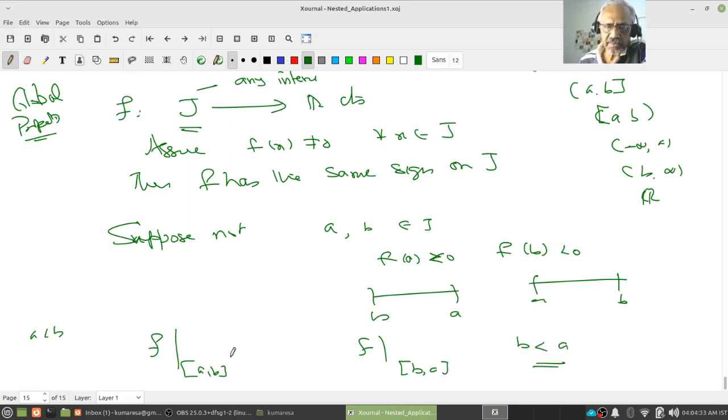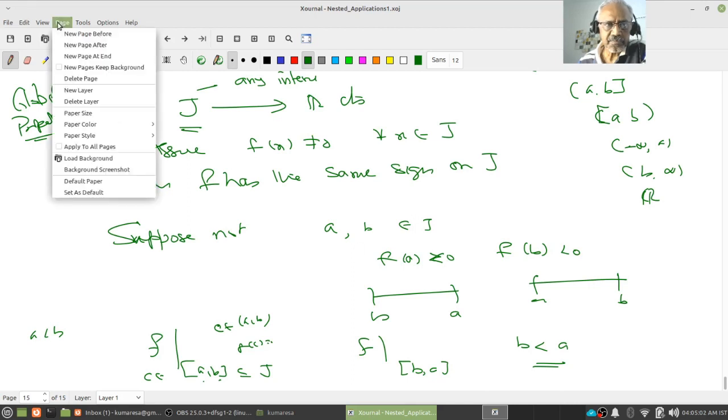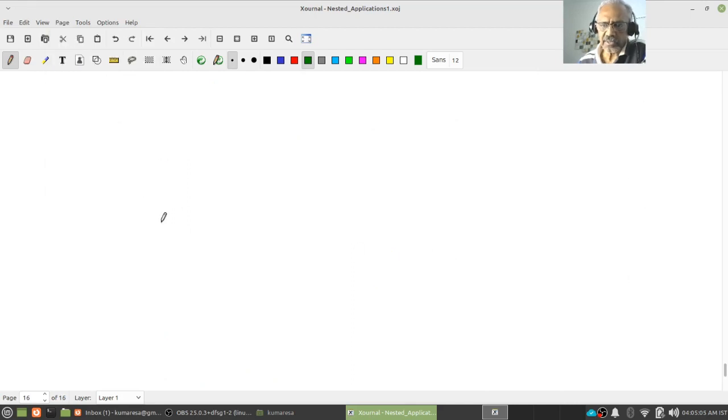Then what happens? Now in this case you can see f of a is negative, f of b is positive. Therefore by the intermediate value theorem, just now in our version, there exists a c in the open interval (a, b) such that f of c is 0. But [a, b] is contained in J and c belongs to the open interval (a, b). Therefore c belongs to J. That means f of c is 0. That's a contradiction because f of x is not equal to 0. Did you understand the proof? If you didn't, I will look at the second case.